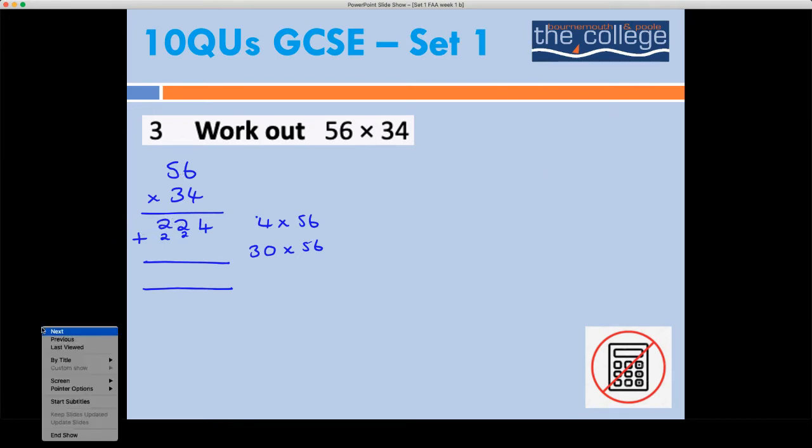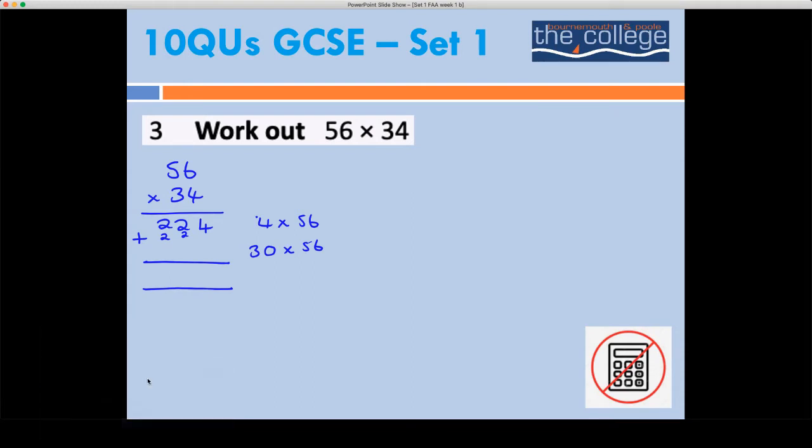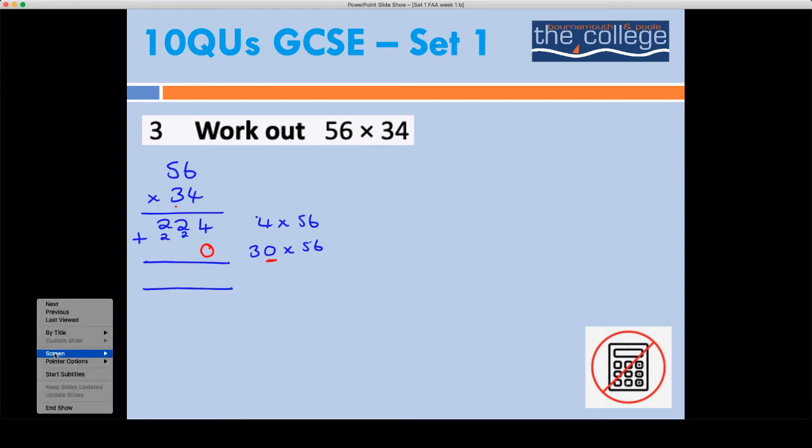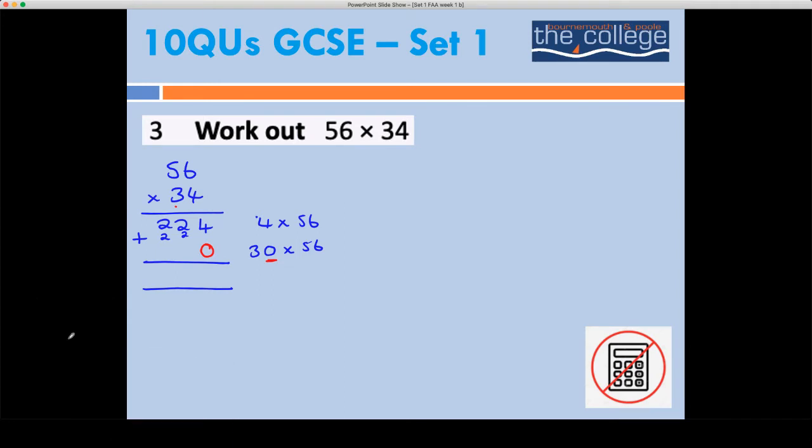Now, the next bit is where it goes wrong sometimes. Because this next row is actually 30 times 56, but we've moved across to the next column, we need to fill this gap with a 0. It's a placeholder. It's because we're doing 30 times 56. We're not actually doing 3 times 56, although that's what I'm going to say in a moment. So we're now doing 3 times 6 is 18. Carry. 3 times 5 is 15, add the 1 is 16.